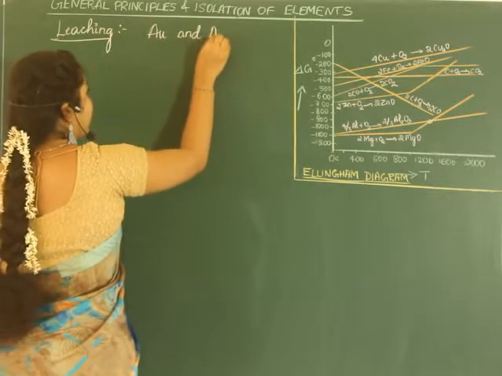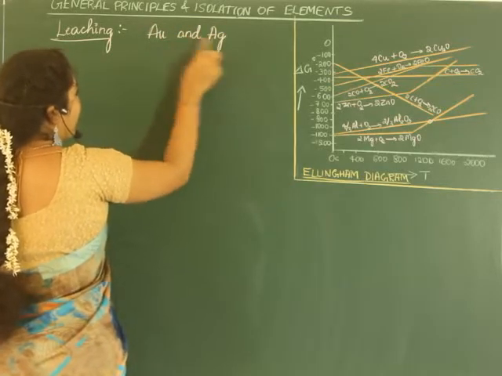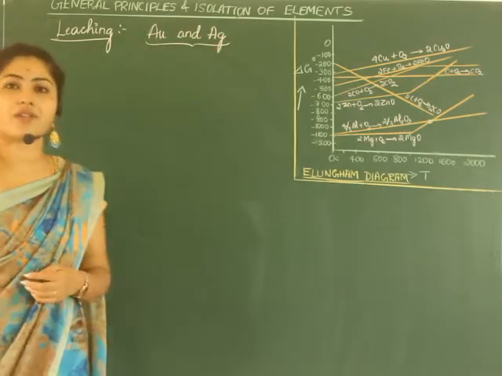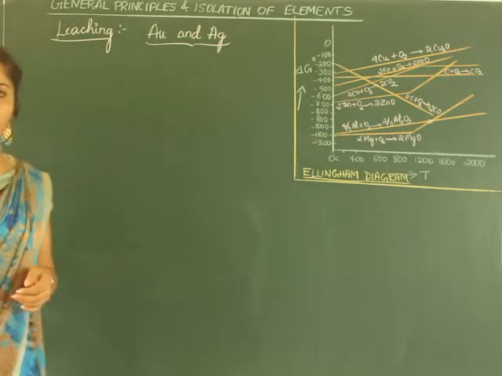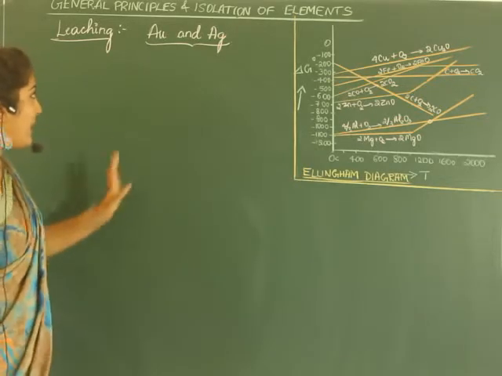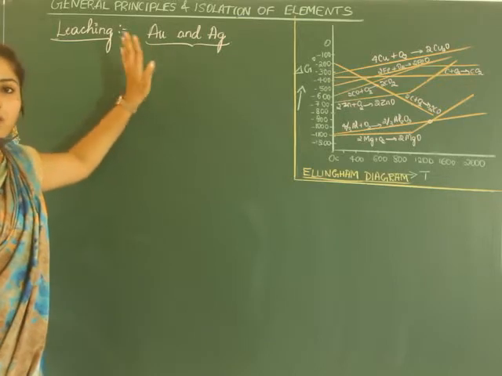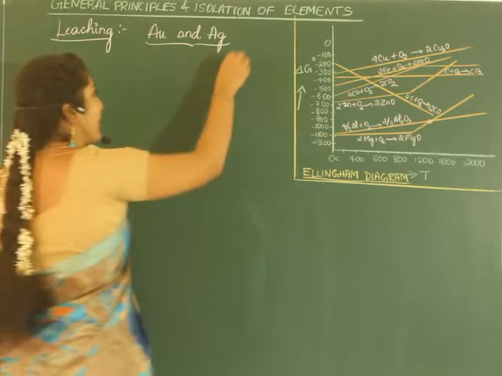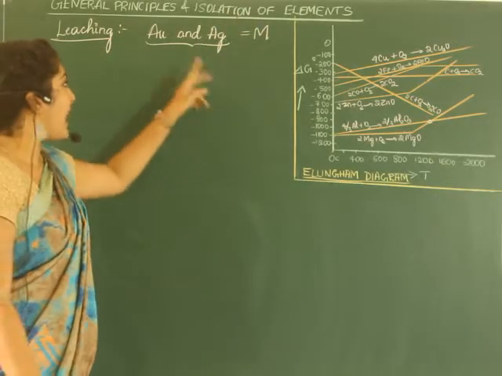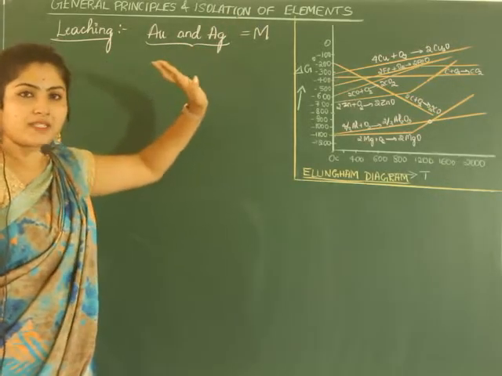and gold, that is gold and silver also can be leached, that is concentration of gold and silver ore can be done by leaching process. Let us see how. Generally here, rather than considering gold or silver, I'll generally take it as M, that means metal. It can be gold or silver.